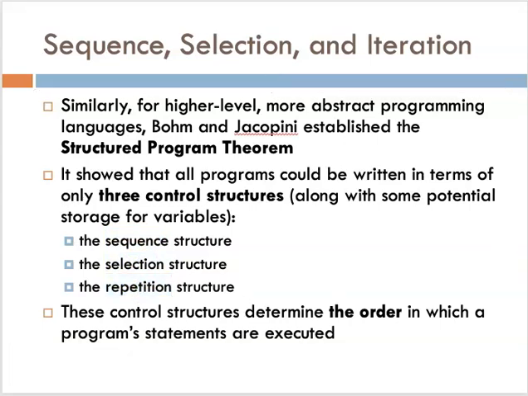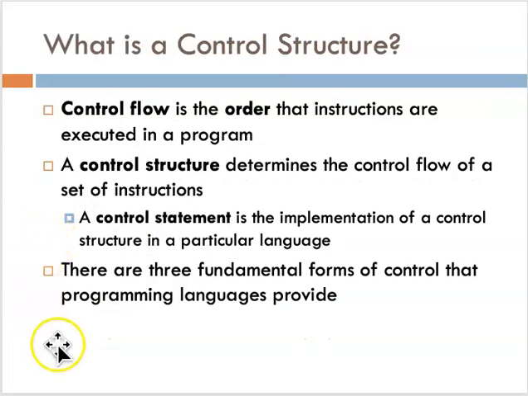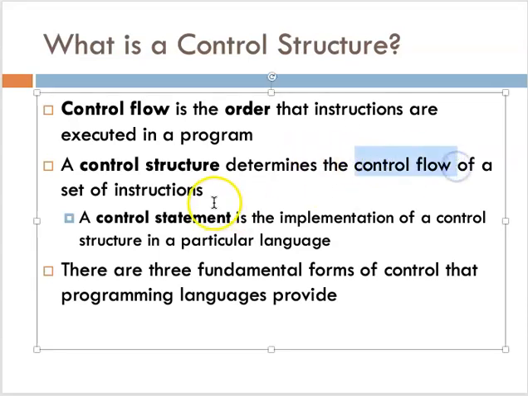So what exactly do we mean by these control structures? What exactly is a control structure? Well, the control flow is the order in which instructions are executed in a program. And so the control structure determines the control flow of a set of instructions, how they flow, in which order should you execute them. And a control statement is how a particular language implements that control structure that you have.